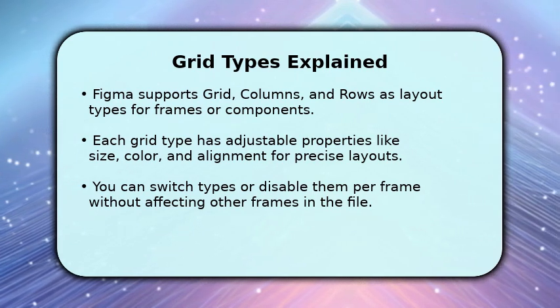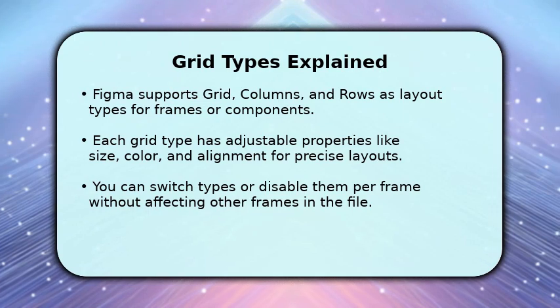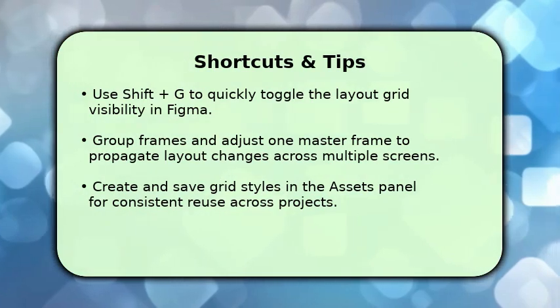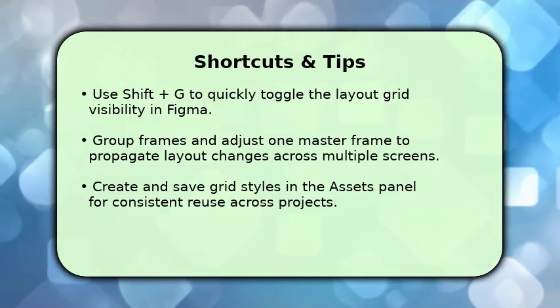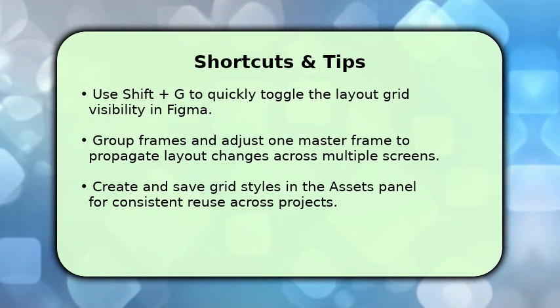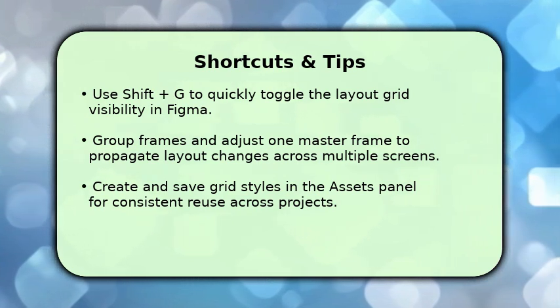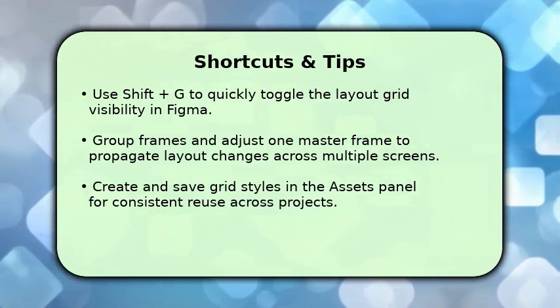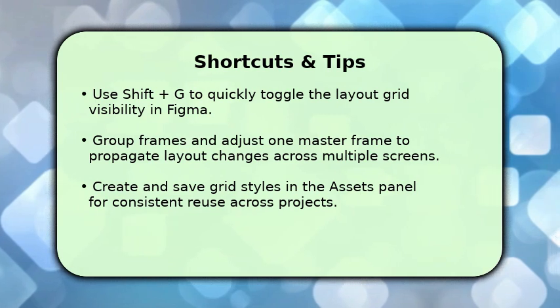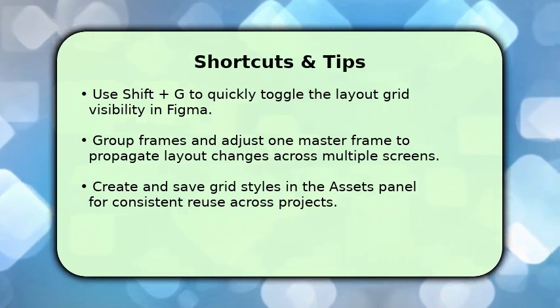When you no longer need a grid, toggling it off keeps your layout clean without deleting settings forever. Mastering a few shortcuts makes turning off grids much faster and less tedious as you design. Use Shift+G to toggle visibility and group related frames so you can manage grids more efficiently on multiple screens at once. Save custom grid styles to the Assets panel to apply consistent layouts across projects, avoiding repetitive setup.